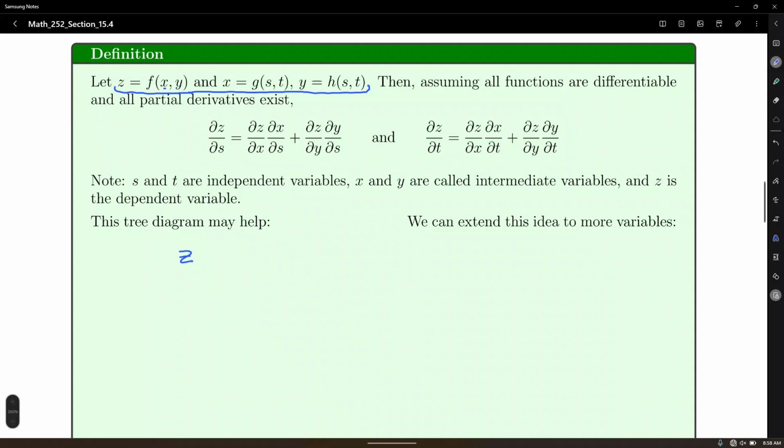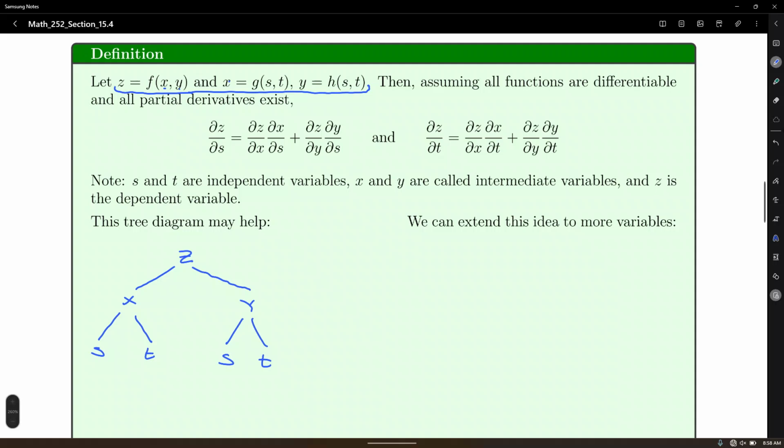Z depends on x and y, right? So there is a branch for x and a branch for y. At the same time, notice how x and y depend not just on t, but also on s, on two variables. So this is going to have two branches each, s and t. That explains why all derivative factors and terms this time are partial derivatives.